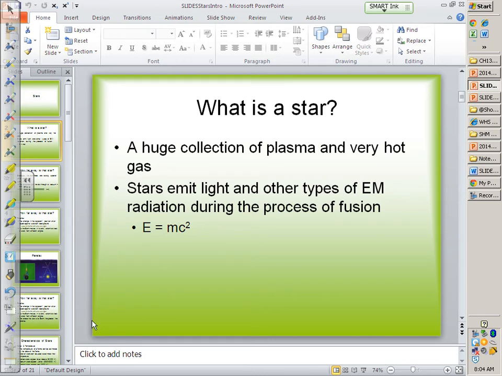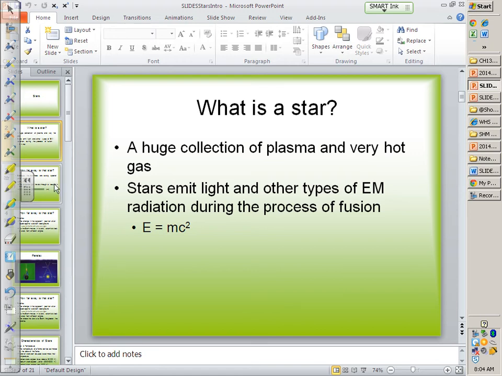And then stars emit energy by fusion, and during fusion, E equals mc squared, some of that mass is converted into energy, but because there's so much mass in the star, lots of energy is released, and that's what a star is. So we start talking about how to classify stars and distinguish one from the other.